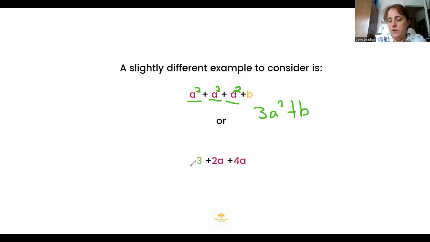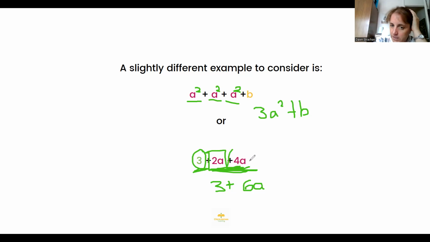And this one, in the same way, I've got a 3. There's no a attached to that. It's literally just a 3. And then I've got 2 a's here and another 4 a's here. So I've got 6 a's altogether. And then I've also got a 3. So my answer would be 3 plus the 6 a's, because I've got 2 a's plus 4 a's, which means I've got 6 a's in total. And then I've also got the random 3. So my answer would be 3 plus 6a.